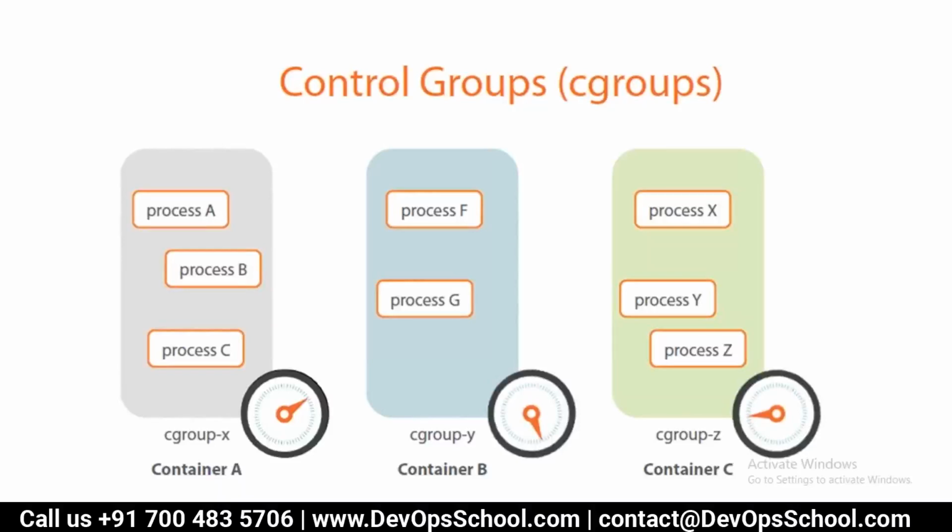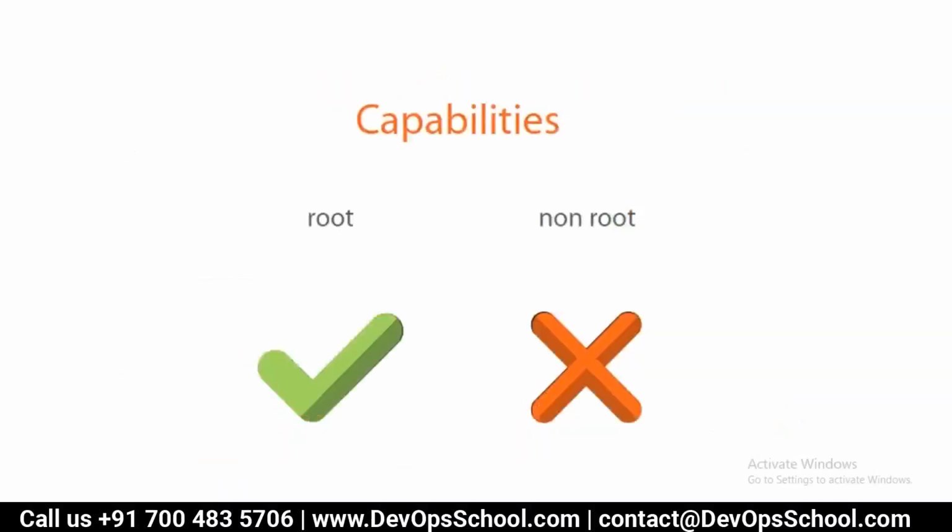So that functionality is also there. Control groups. We call it cgroups in each of these kernels, and they decide which container will get how much CPU and how much RAM. There's a default setup which has been done. If you want to customize it, you can customize it.